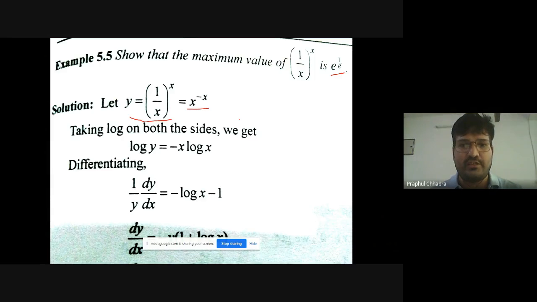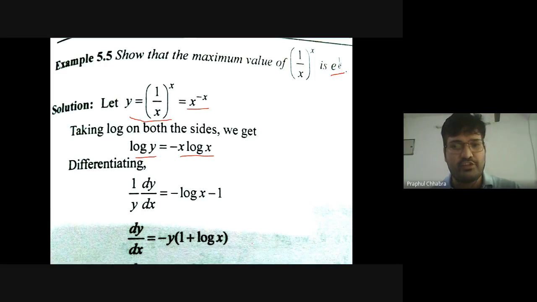Now before differentiating this function, before applying the necessary condition for this function, we will take log on both the sides. So taking log on both the sides, we obtain log y is equal to log of x raised to the power minus x, that is minus x log x. Now differentiate.